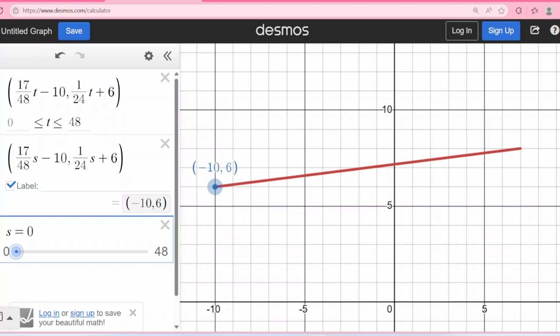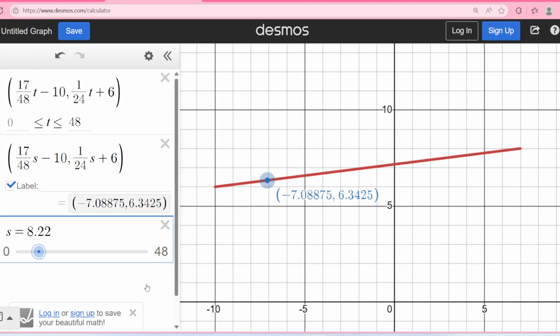And then I'll hit play, and you can see the motion of this particle as time goes by. 3 hours, 4 hours, 5 hours, 6, 7, 8, 9, 10, 11, 12 hours, and so on. And you can see this particle moving at a constant speed along this path from the point negative 10, 6 to the point 7, 8. And it eventually gets there, and I'll play the whole thing. Why not? And there it is, and then it starts again. That's the way it's set up.